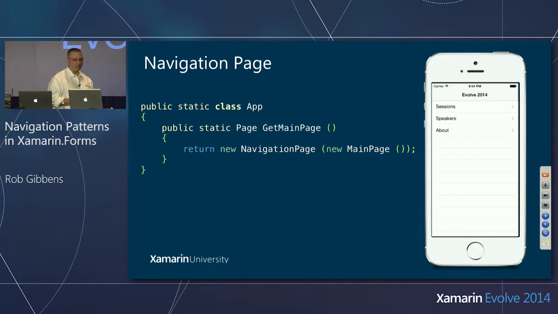So we need to add at least one page onto the stack in order to present our screen. And we're going to do that here with a new main page. So we pass that page in. That page is now the root of our hierarchy. And when we navigate backwards, on iPhone at least, we're going to stop at that page.